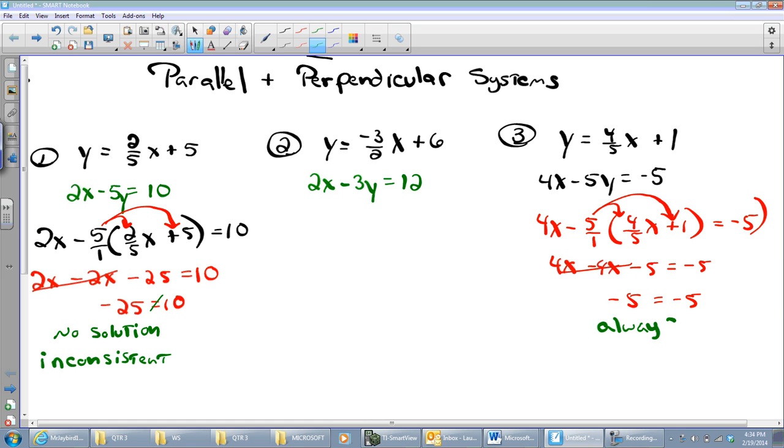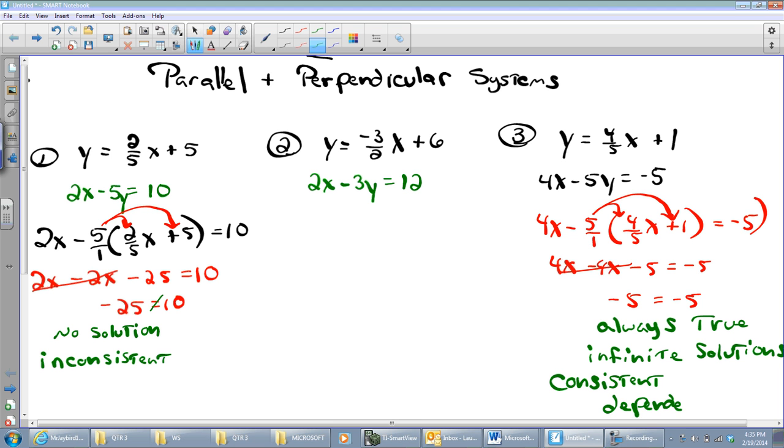Always true. So that means that this has infinite solutions. And infinite solutions means that it's a consistent system, but it's dependent. The two lines are actually the same. They depend on each other. Dependent. There we go. Okay.